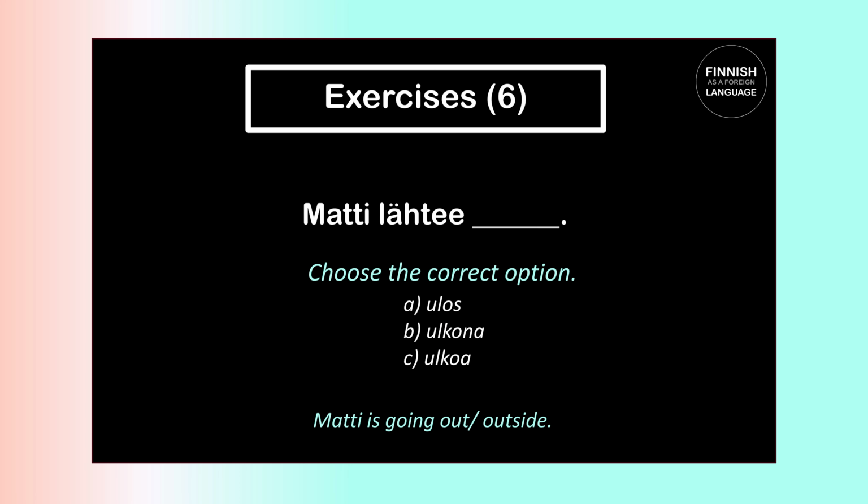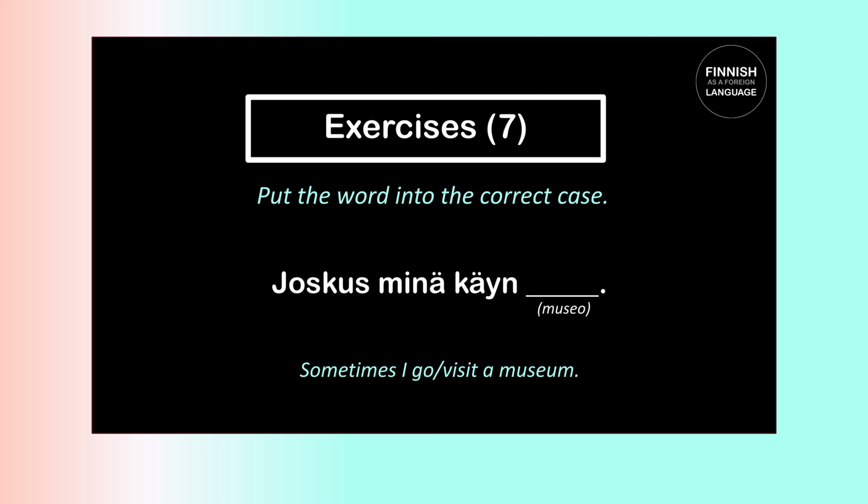Next one, we want to say Matti is going out or he's going outside. Matti lähtee. Here you have 3 options. Do we need ulos, ulkona or ulkoa? Which one do we have to fill in? Perfect, it's ulos. Matti lähtee ulos. Matti is going out.